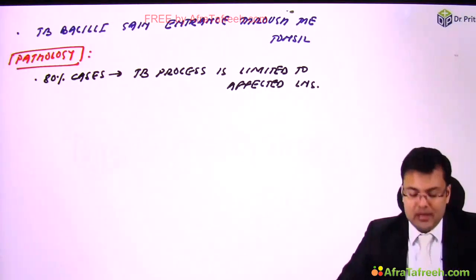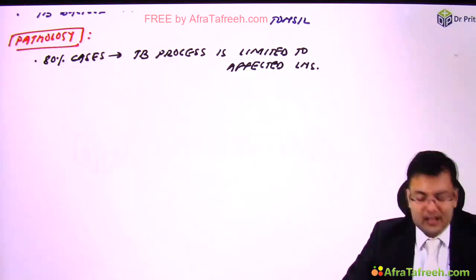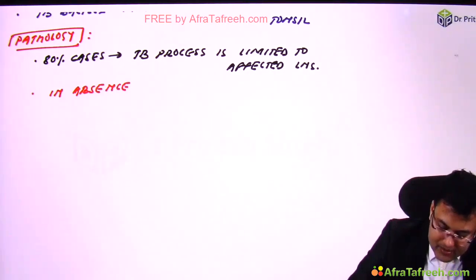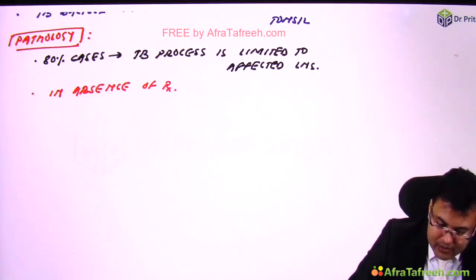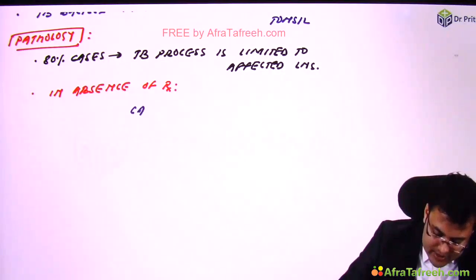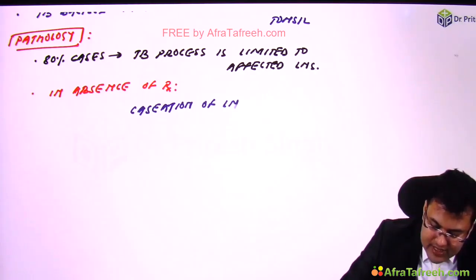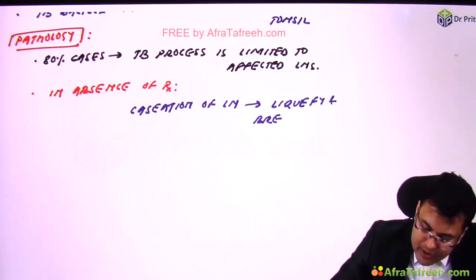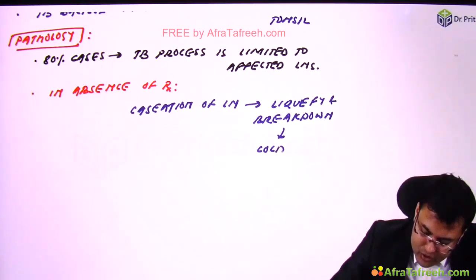Now what is the problem? If we are not going to treat this condition timely, what will happen? In absence of treatment, what happens? In tuberculosis there is caseation. So there is caseation of lymph nodes, and because of this caseation of lymph node, it is going to liquefy and break down, and because of this liquefaction, what happens? There is formation of cold abscess.